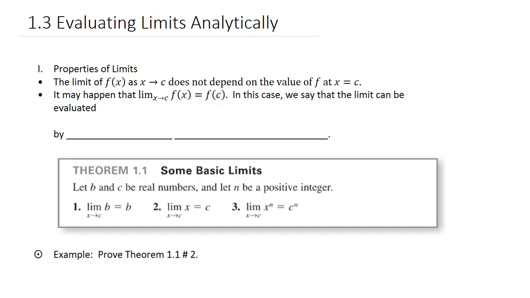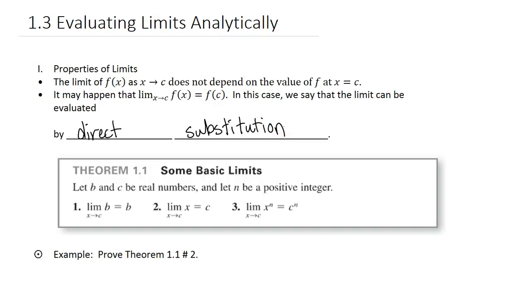limits. And we know from the examples that we've seen that the limit of f of x as x approaches c does not necessarily depend on the value of f at x equals c. Now, it may happen that the limit as x approaches c of f of x is equal to f of c. And in this case, we say that a limit that satisfies this can be evaluated by direct substitution. So there are certain categories of functions which can have a limit evaluated by direct substitution.